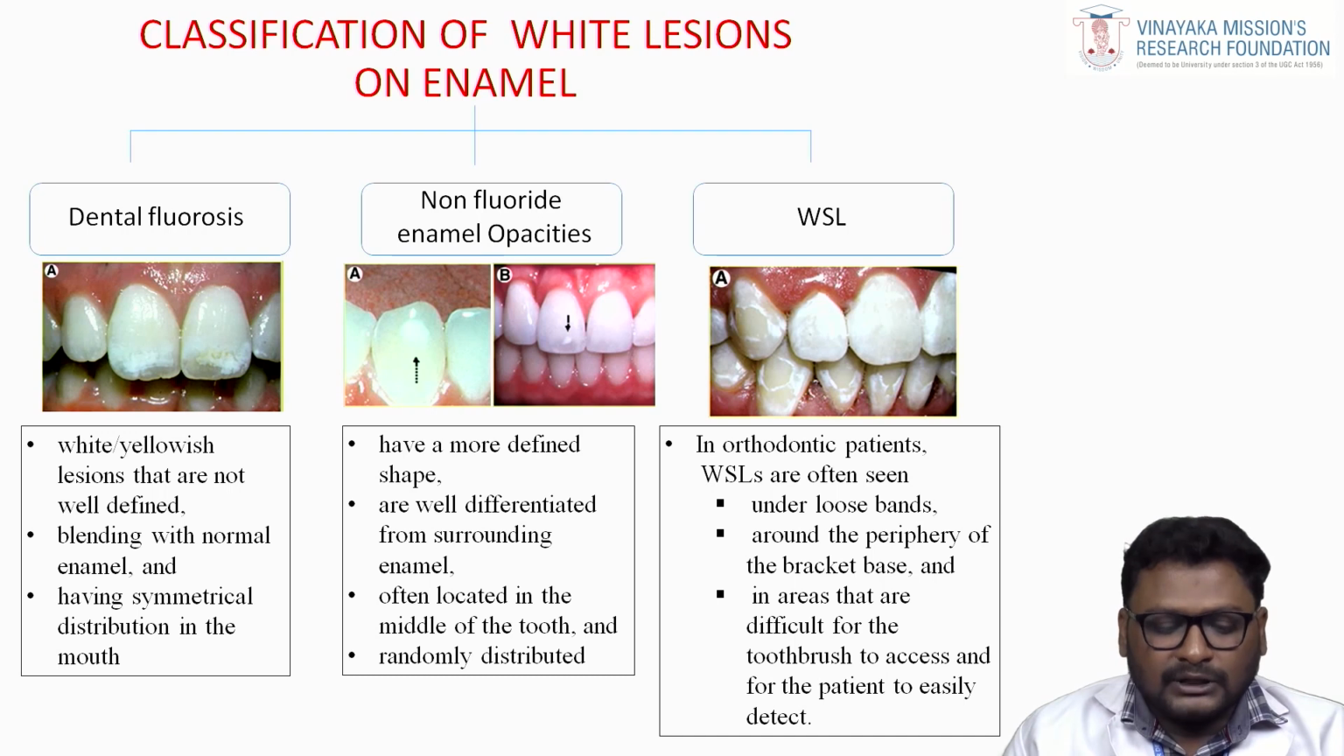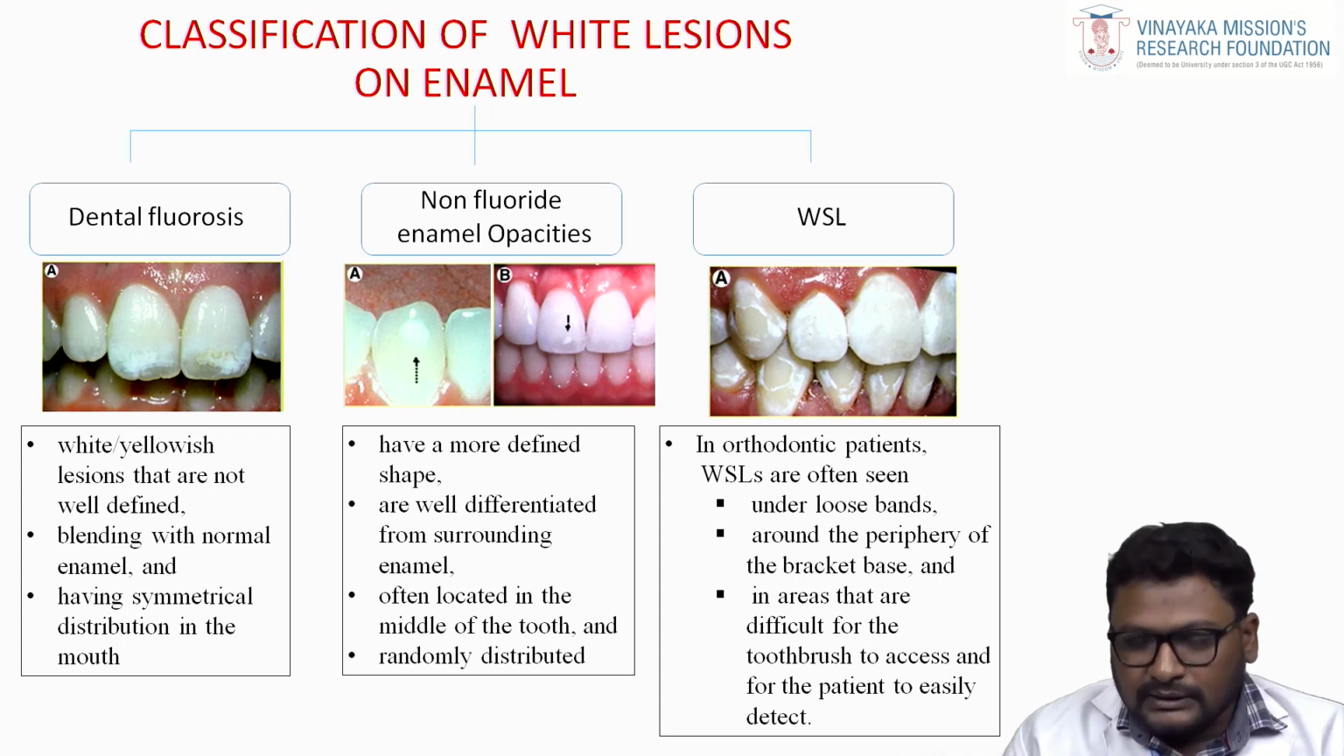There are majorly three, by Bishara. There is a classification given by Bishara. The first one is dental fluorosis, and the second is non-fluoride, meaning it's not due to fluoride, maybe a developmental disturbance. And the third one is white spot enamel lesions that occur during orthodontic treatment. So first, how can we differentiate these three things?